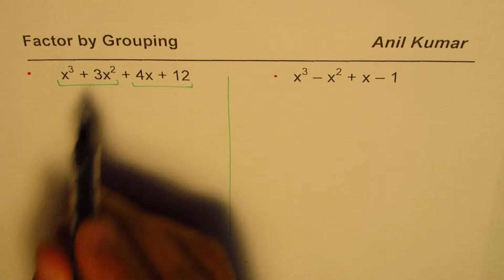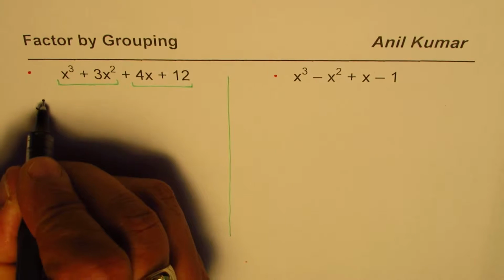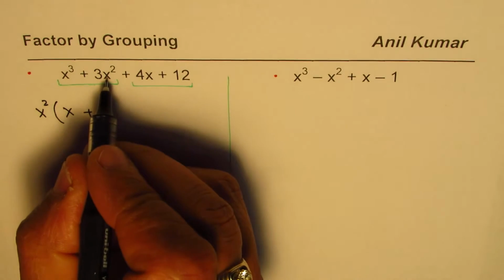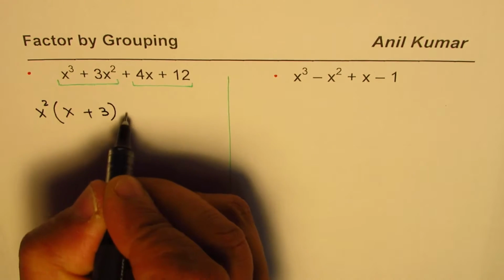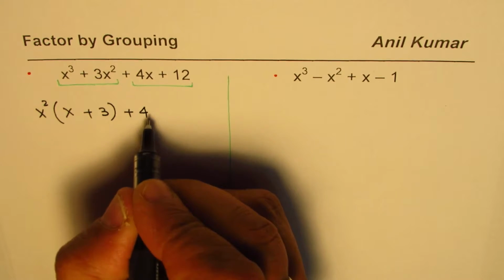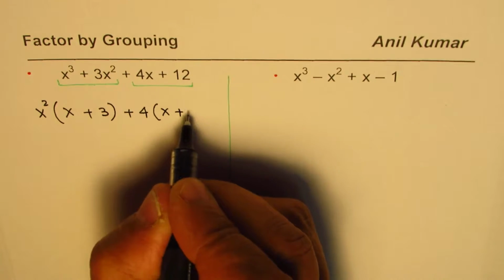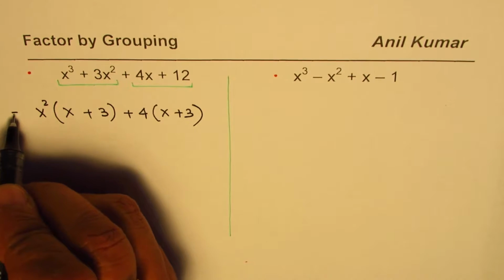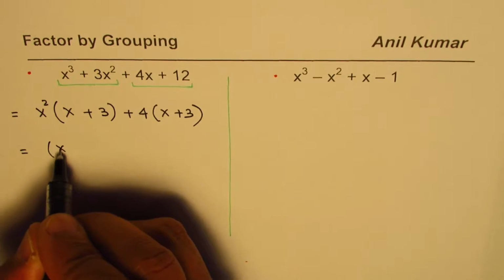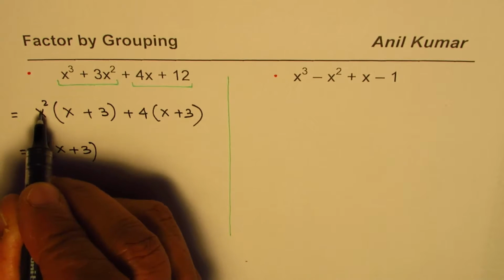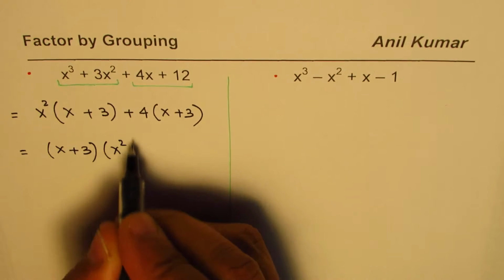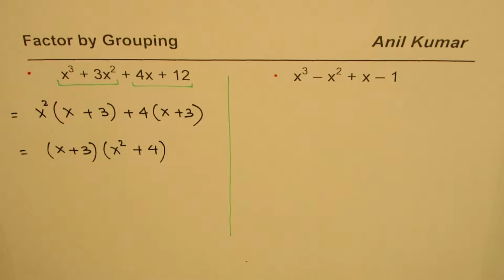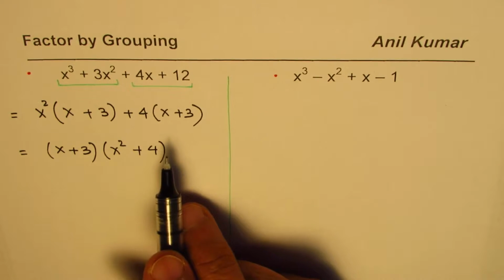In the first group, x squared is common. So let me write x squared. So x cubed divided by x squared is x. And then when you factor out x squared, you are left with 3. Here, 4 is common. You are left with x plus 3. So you have x plus 3 as a common factor, right? So factor that out, x plus 3, x squared from the first term plus 4 from the other one. So that is the factored form of the given expression with 4 terms.